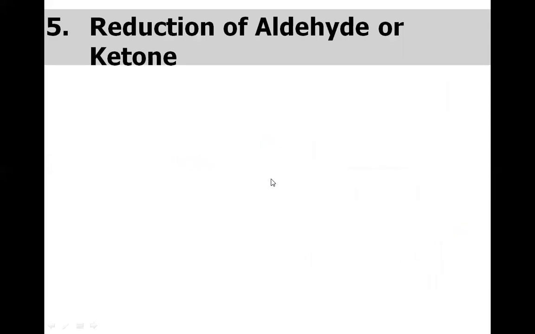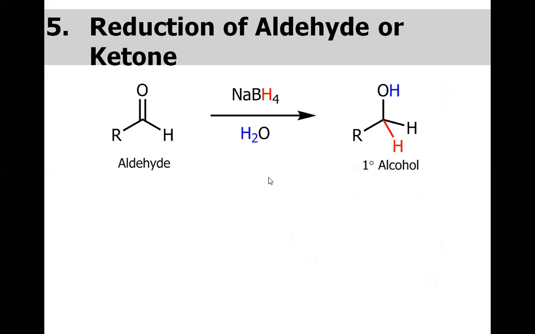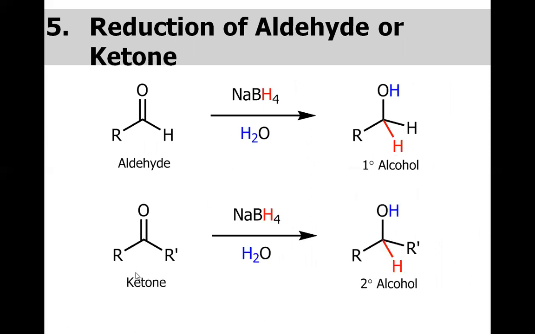Now let us discuss the reduction of aldehydes or ketones. So this is the example. If we have this aldehyde and we treat with sodium borohydride, which is a very mild reducing agent, we have the primary alcohol. When we have the ketone, we have the secondary alcohol. So remember, if we want to make the primary alcohol, we have to use the aldehyde. If we want to make the secondary alcohol, we have to use the ketone.